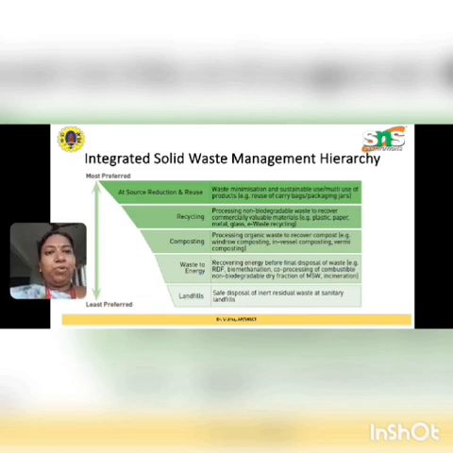It is reported that in municipal solid waste, 60% of the waste is biodegradable. So the first option will be composting, where it can be degraded using vermicompost or worms. Next is waste to energy, recovering energy before final disposal of waste, through RDF, biomethanization, co-processing of the combustible, non-biodegradable, dry fraction of municipal solid waste, incineration, etc. Finally, landfills, for safe disposal of inert residual waste at sanitary landfills.